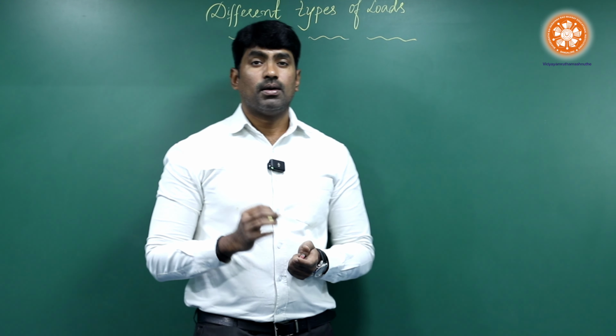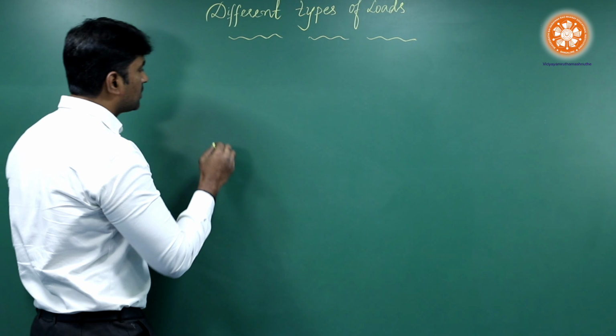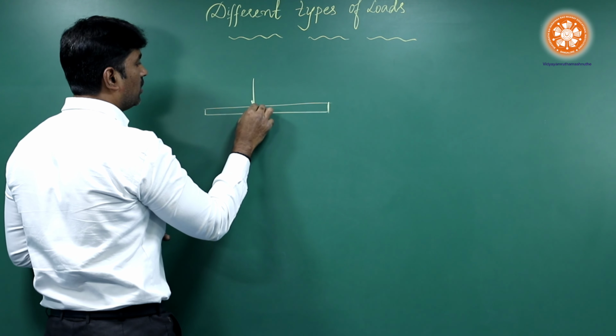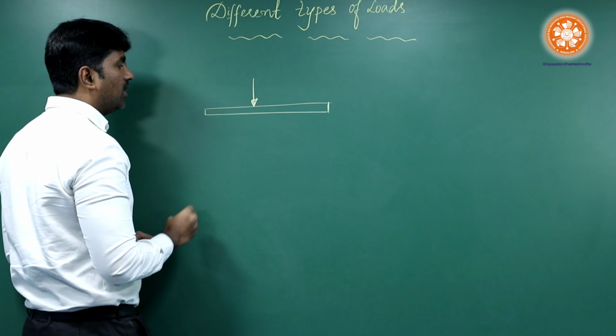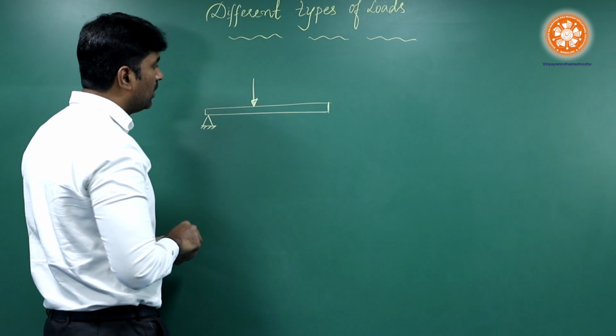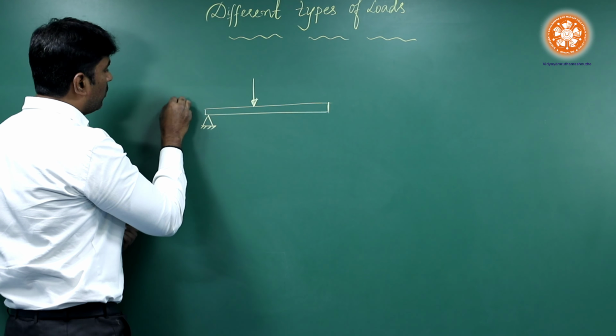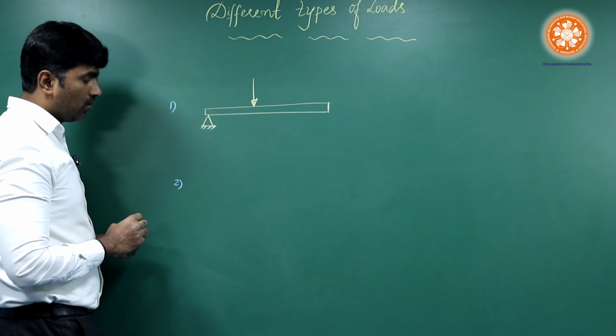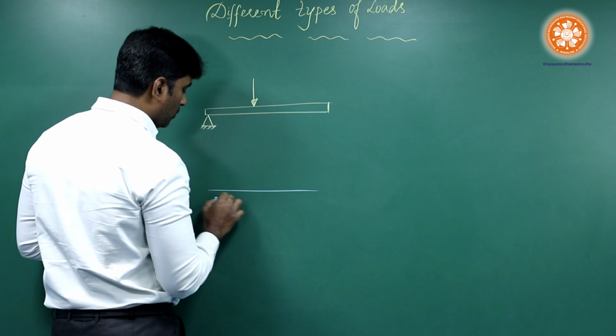So the first one is point load. As the name indicates, it is a type of load which is acting at one particular point. It is also known as a concentrated load and an imaginary load. Next, we have one more, that is uniformly distributed load. Simply, it is called UDL.